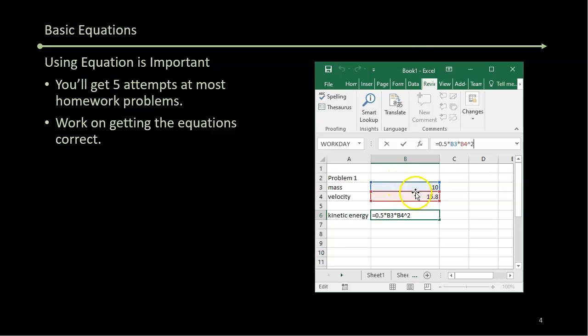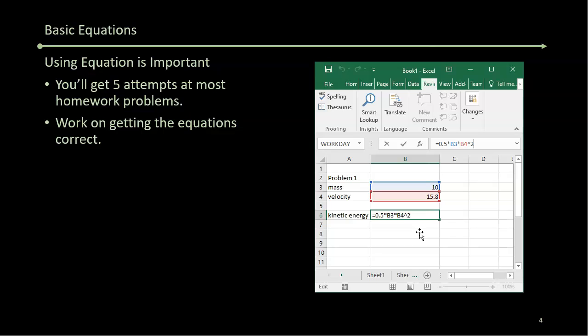You're going to put in your numbers and label them, and then you're going to calculate using the cells. So here, this is half of B3 times B4 squared. So this is 1/2 mv squared in physics. So it's kinetic energy. So you're going to work on, do you get the physics correct?